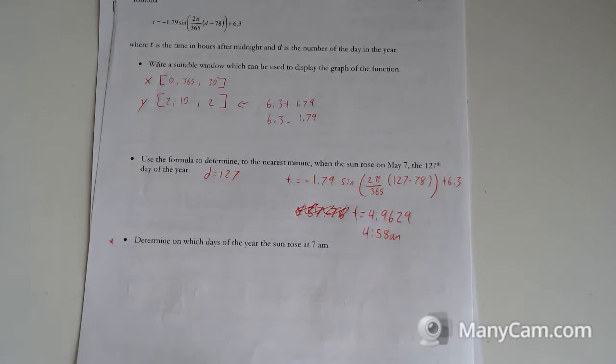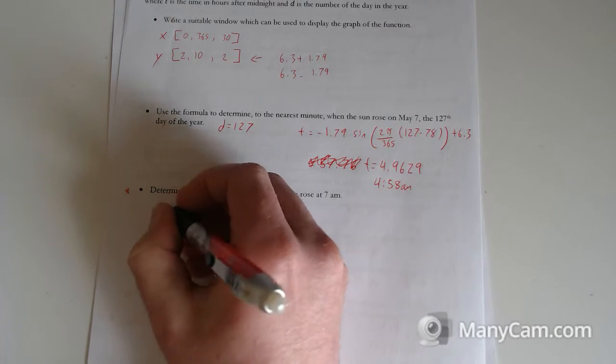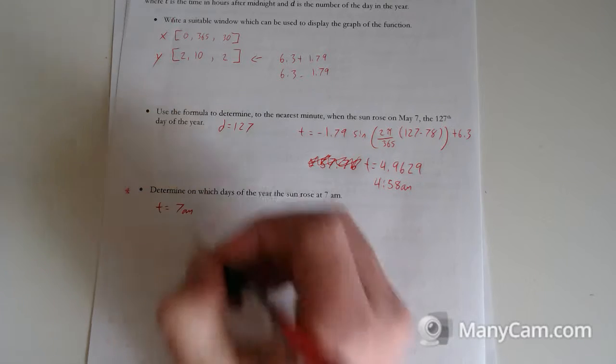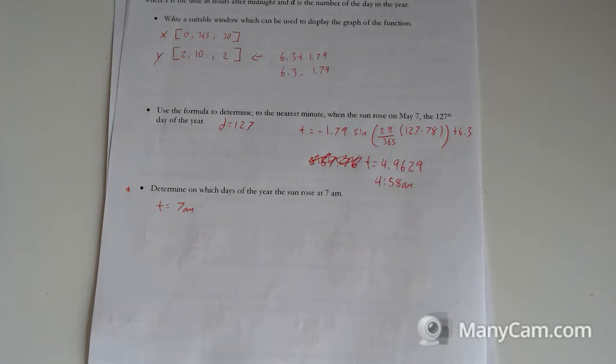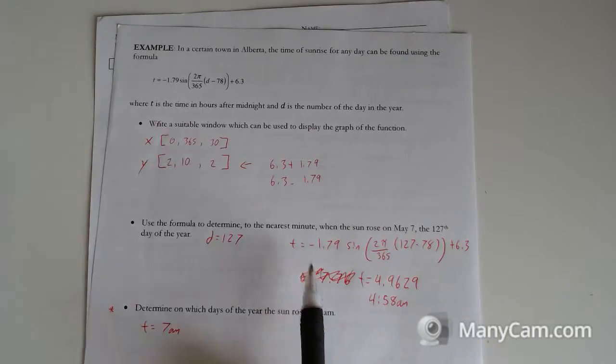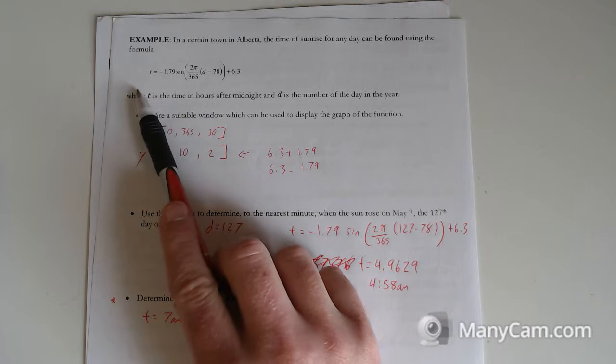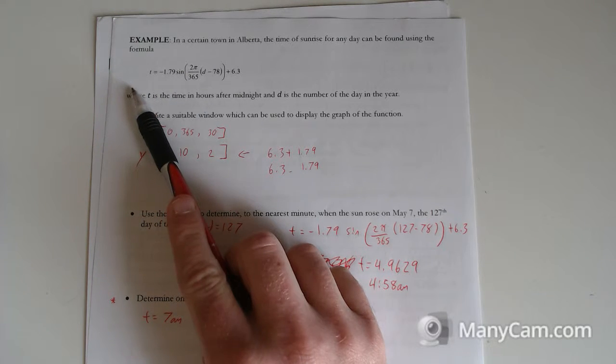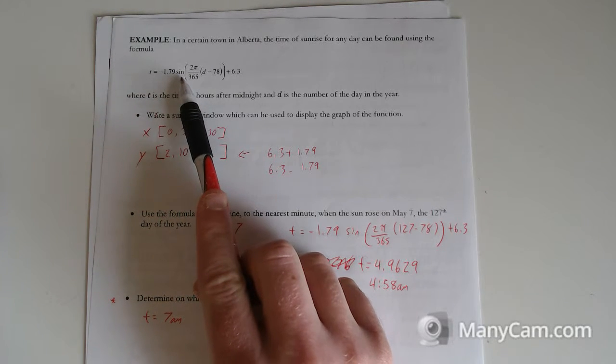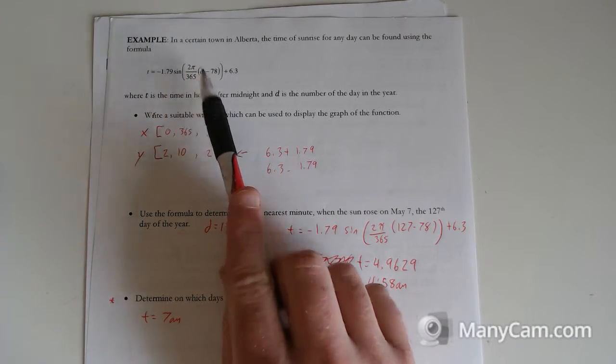Good. Determine on which days of the year will the sun rise at 7 a.m. So this time we want t equals 7 a.m. Now this would be a hard question if you didn't have the graphing calculators. If you didn't have the graphing calculators, you would need to take this formula, subtract 6.3, divide by that number, then take the sine inverse, and remember you'd only be finding the first answer, and then you'd solve the rest of this for d.